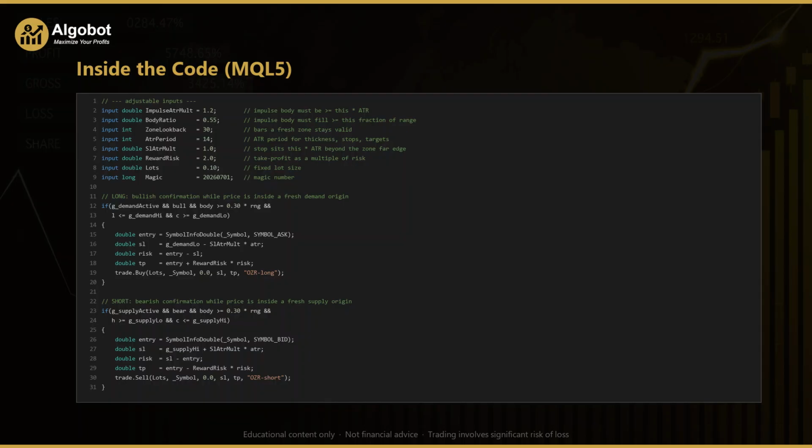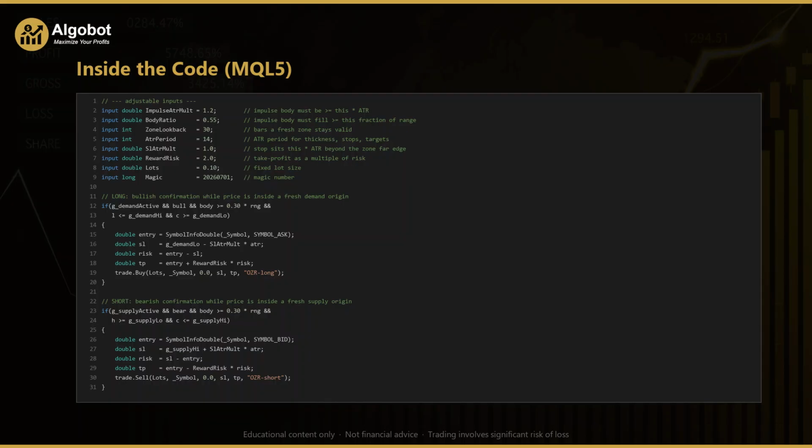The long block checks that a demand zone is active, that the confirming candle is bullish, that its body is at least 30% of its range, and that price has actually traded down into the zone. When all of that is true, it reads the ask price, places the stop 1 ATR below the demand low, measures the risk, and calls trade.buy with that stop and a take profit at the reward risk multiple above entry.